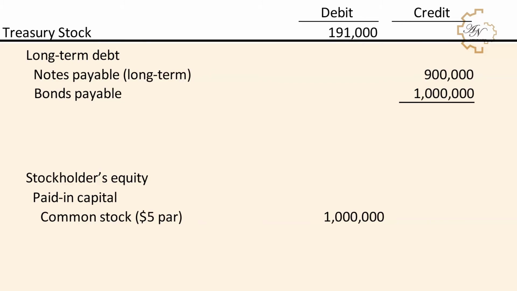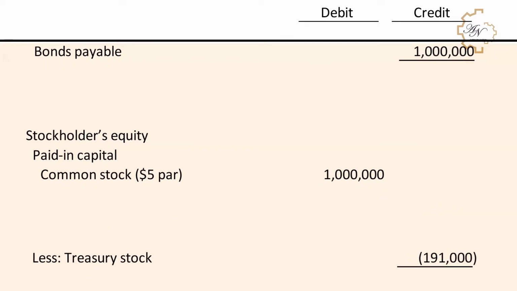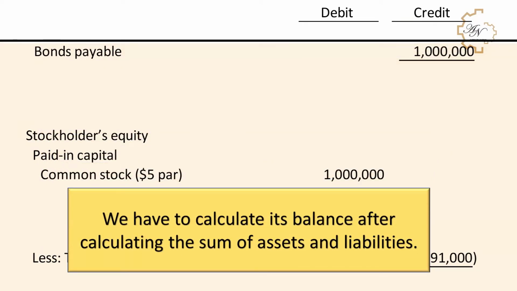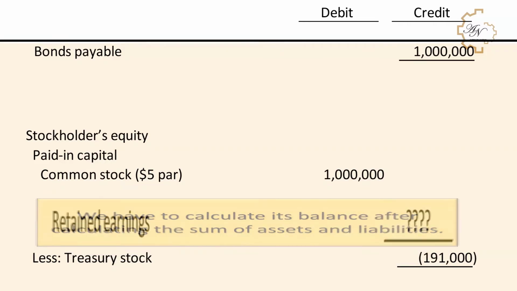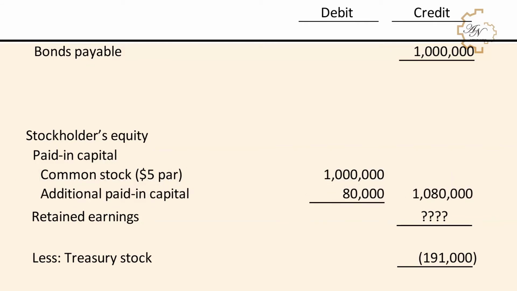Treasury stock, $191,000 is a contra equity account recorded in the stockholders' equity section of the balance sheet. Retained earnings, $78,000. This number does not indicate the actual balance. We have to calculate it after calculating the sum of all assets, liabilities, and equity. Paid in capital in excess of par, $80,000. This number is added to the common stock as additional paid in capital. And now let's calculate the totals and then calculate the retained earnings.